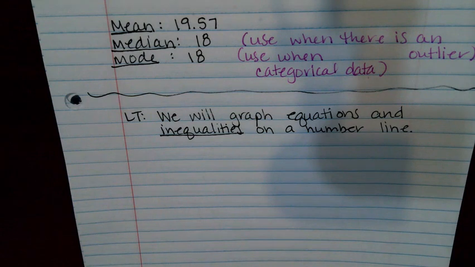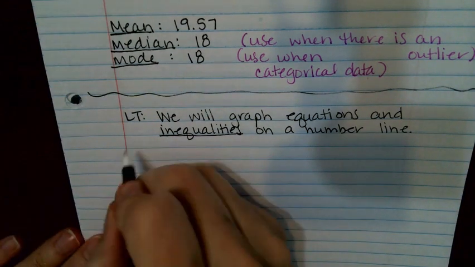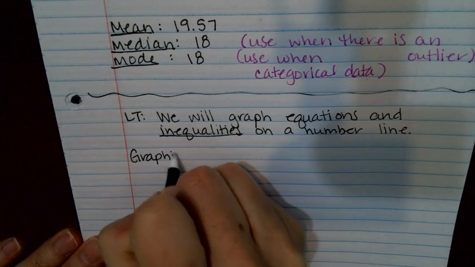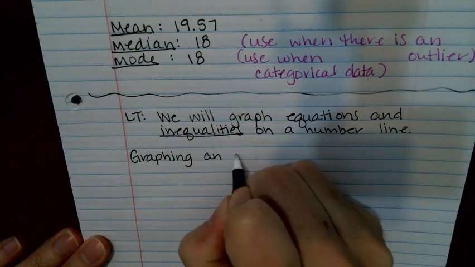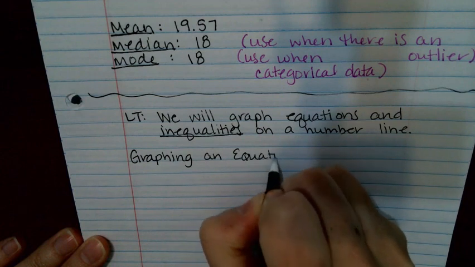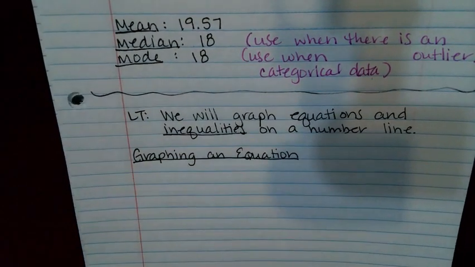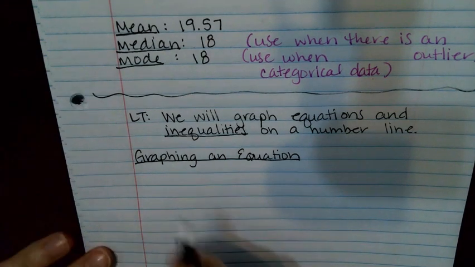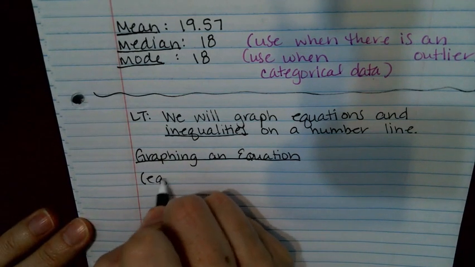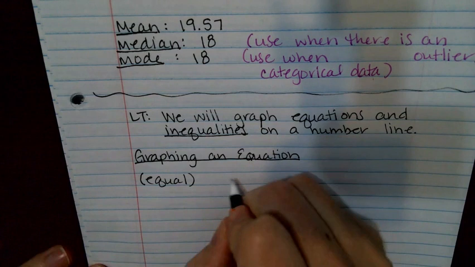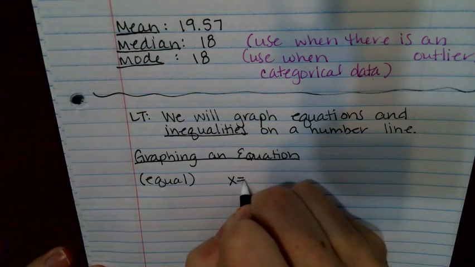Okay, so first, let's start with graphing an equation. I want to give you the word equal because that's something we have to understand, right? There has to be an equal sign. So it might be something like this, x equals 2.